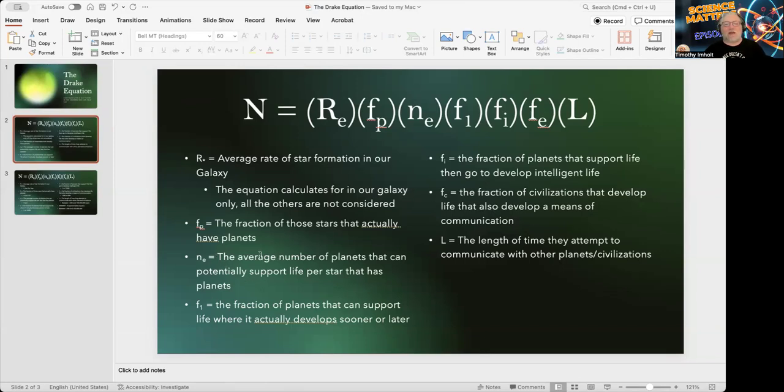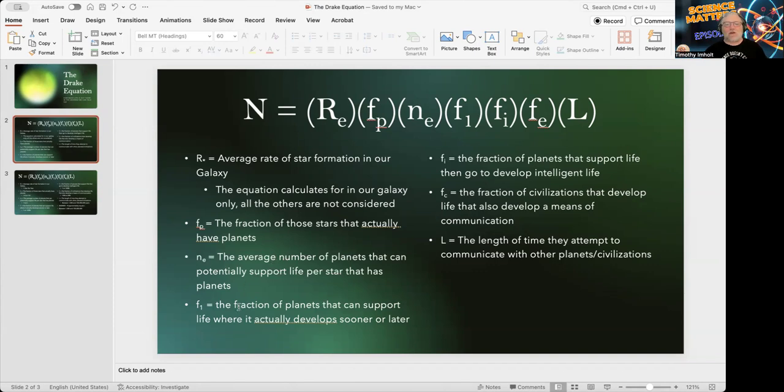NE is the average number of planets that could potentially support life per star that has planets. So this is, hey, you have a star, it has planets. Can it support life? Can it not? And we are assuming life as we know it. Okay, so we're assuming things that need water, that kind of stuff.